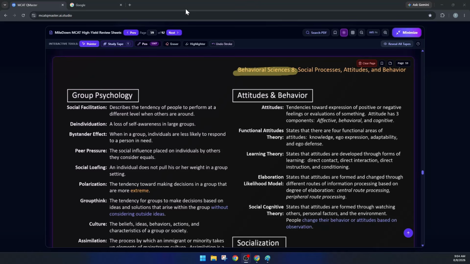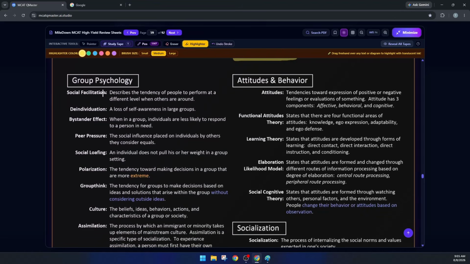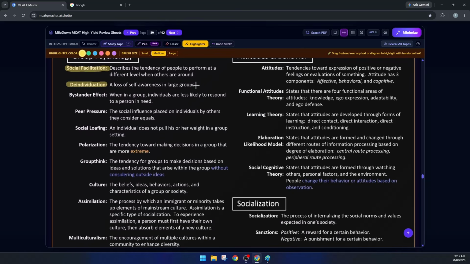Social processes, attitudes, and behavior. Group psychology. Let's try to go through it very quickly. Social facilitation means the tendency of people to perform at a different level when others are around. Deindividuation is a loss of self-awareness in large groups. Once you are in a large group, you start to lose yourself essentially, and you become someone different, honestly.